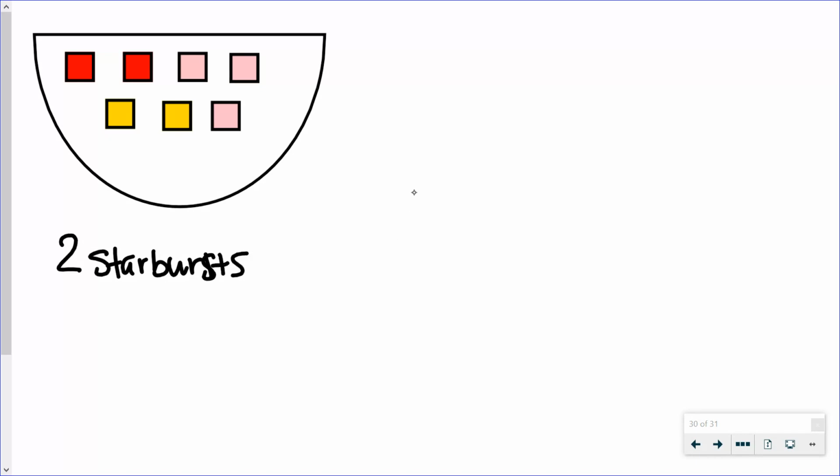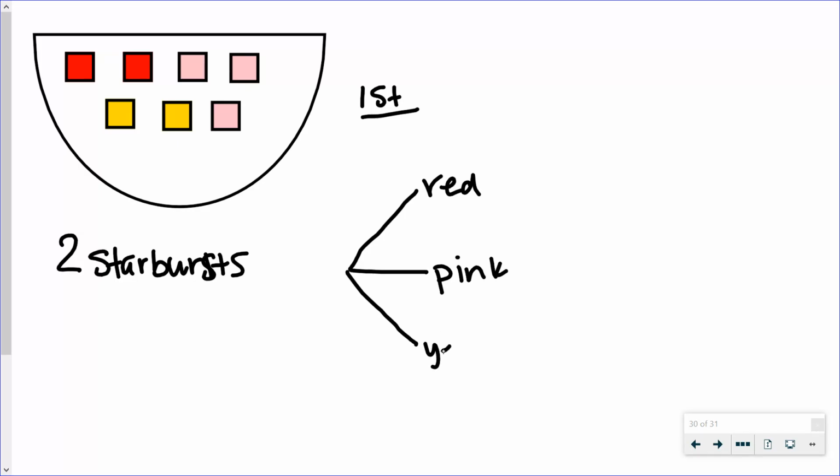Okay. Well, first of all, I have 3 different kinds of starbursts to start. So my first starburst could either be red, could be pink, or it could be yellow. And I'm going to include what their probabilities are. Well, let's first count how many red there are. There's 1, 2 red out of a total of 1, 2, 3, 4, 5, 6, 7 total candies. Pink, there are 1, 2, 3, so I have 3 out of 7. And yellow is also 2 out of 7. So that indicates the first stage.